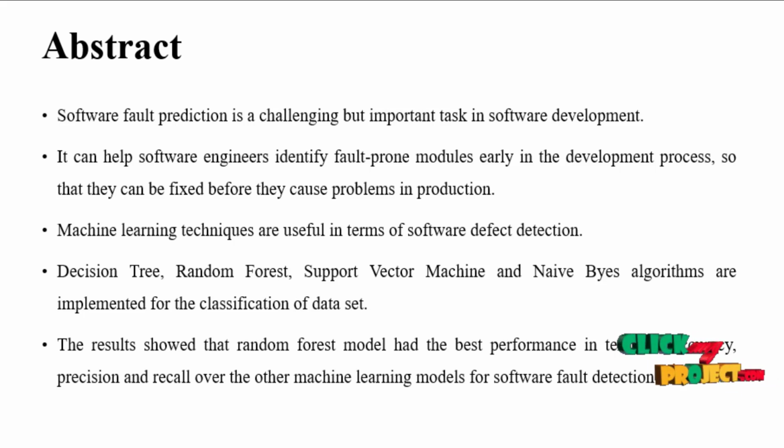Machine learning techniques are useful in terms of software defect prediction. Decision tree, random forest, SVM, and naive Bayes algorithms are implemented for the classification of the dataset. The result showed that the random forest model has the best performance in terms of accuracy, precision, and recall over the other machine learning models for software fault detection.